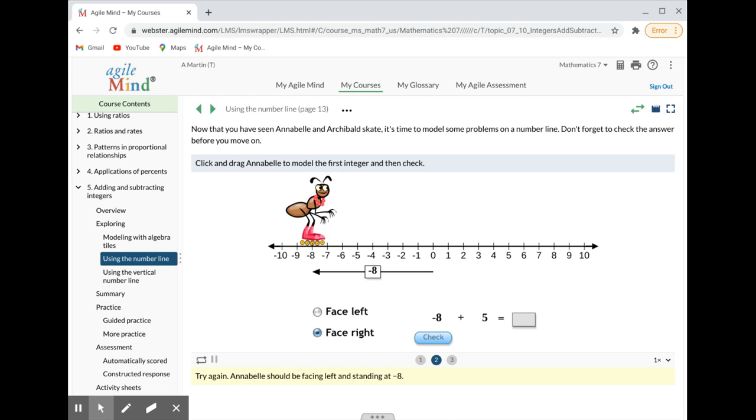Oh, no. Is she facing the right way? No, she should be left. Yeah, she's got to face the left. I was trying to see if anybody was going to catch it, but nobody caught it. All right, so why does she have to face the left? Because we're moving left. Correct. All right, so we're moving to the left.